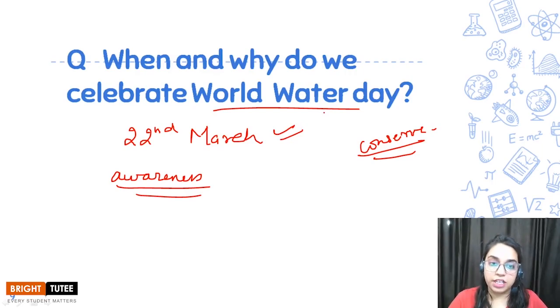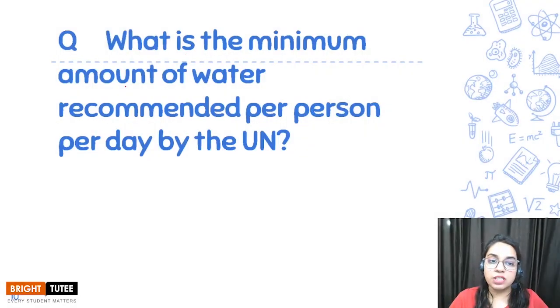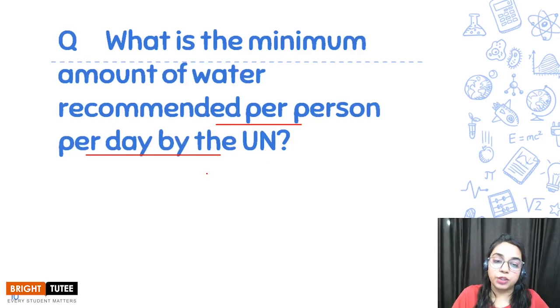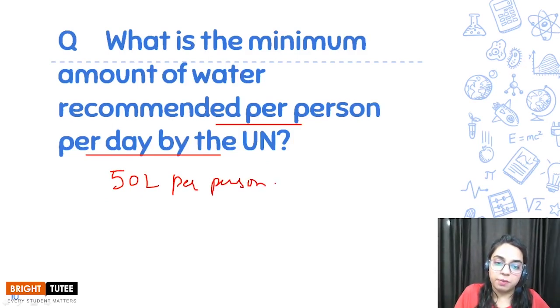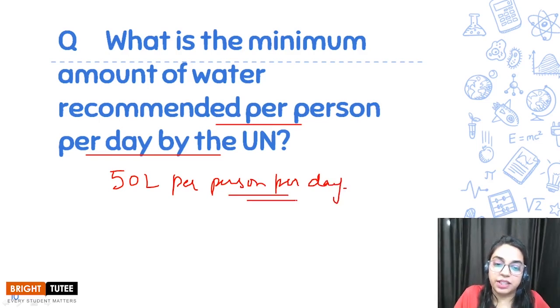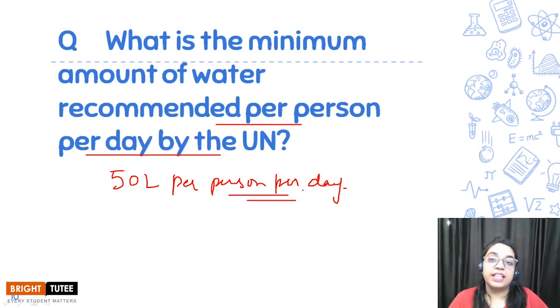Okay. Let's move to the next question. What is the minimum amount of water recommended per person per day by the UN? So children, the amount of water recommended by the UN is 50 liters per person per day. So children, you can clearly identify if you are getting enough water supply or not, right?